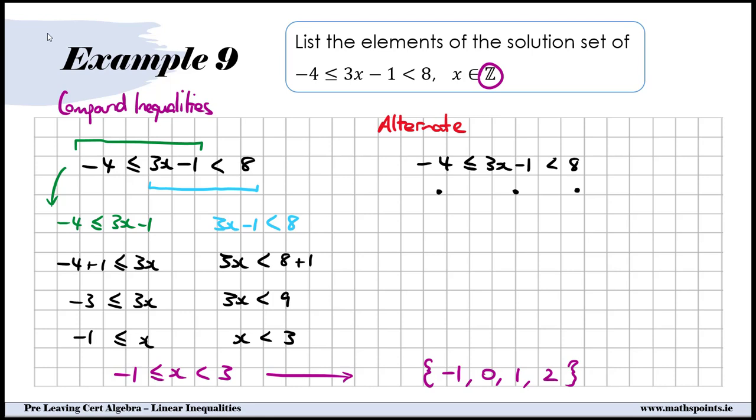What I'm going to do is I want to get down to a situation where I just have the x on its own in the middle of this double inequality, similar to my final solution down here on the left hand side of the first version. So how am I going to do that?